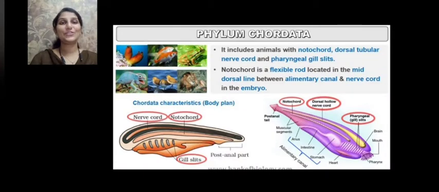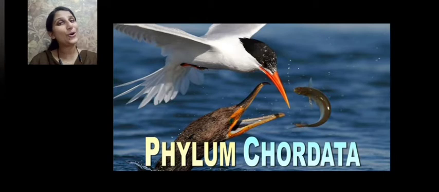Dear children, so far we learned about phylum Porifera, phylum Cnidaria, phylum Ctenophora, phylum Platyhelminthes, phylum Aschelminthes, phylum Annelida, phylum Arthropoda, phylum Mollusca, phylum Echinodermata, and phylum Hemichordata. And thus we have come to an end of all the non-chordates. Now let us begin with the next phylum, that is phylum Chordata.